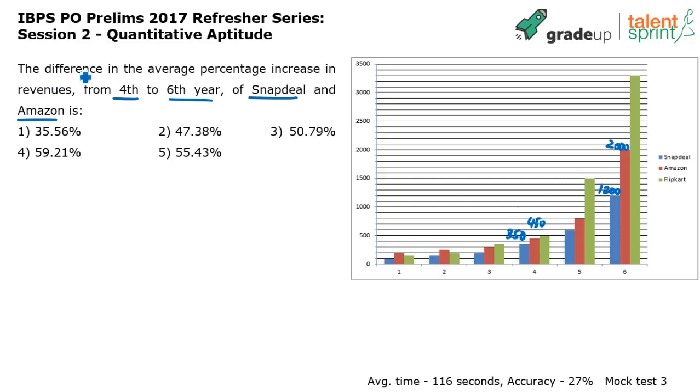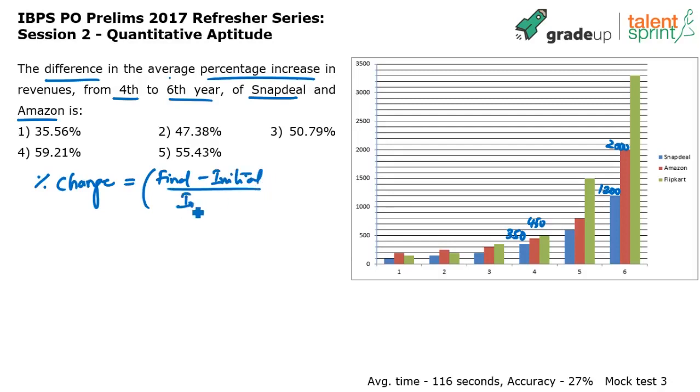Now, what do we have to find out? We have to find out the difference. Difference in what? The average percentage increase. Now, first of all, what is percentage increase? Percentage increase is final minus initial by initial into 100. Very, very important concept from the topic of percentage, right? Percentage change. Percentage change is always the final value minus the initial value upon the initial value into 100. Final minus initial by initial into 100. This is what we need to find out for these two companies for the given 2 years.